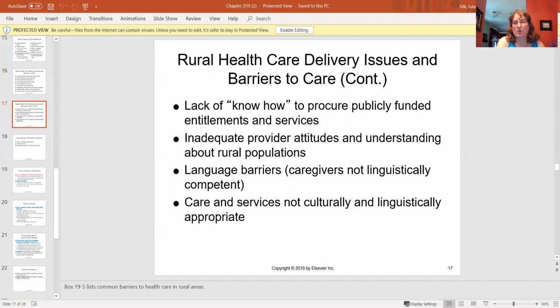This continues what we were just talking about. There's a lack of know-how to procure publicly funded entitlements and services. Maybe there is some help available for them out there, but they don't know how to get it or they've never heard about it. There are inadequate provider attitudes and understanding about rural populations. Language barriers are sometimes an issue. Caregivers are not linguistically competent. And then care and services are not culturally and linguistically appropriate. So that could be another issue.